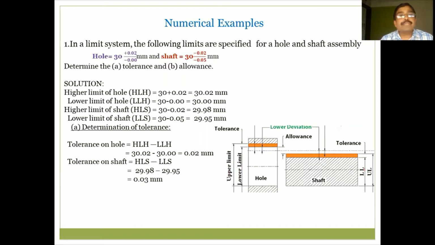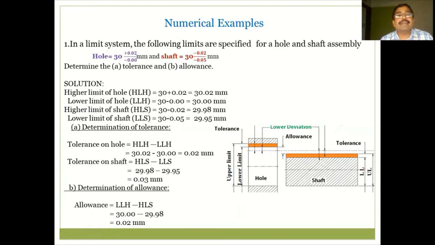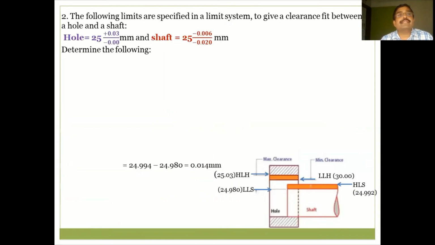Now the second part, that is allowance, you have to calculate. You can see in this diagram also, allowance is nothing but the difference between the lower limit of the hole and the upper limit of the shaft. If you take the difference of these, it will always give you the allowance. So the lower limit of the hole is 30, and the higher limit of the shaft is 29.98. So that difference will be 0.02 mm. Second example, you can see here.